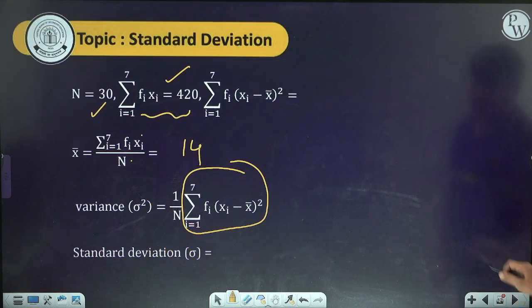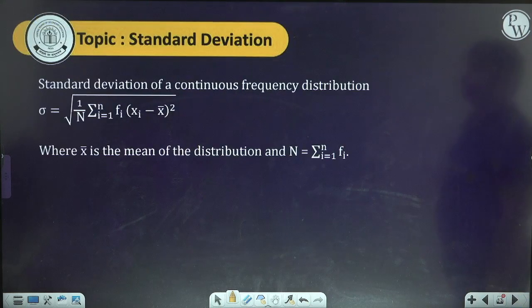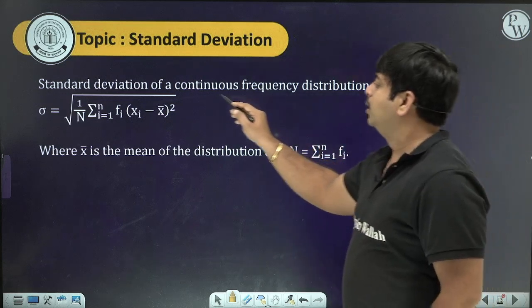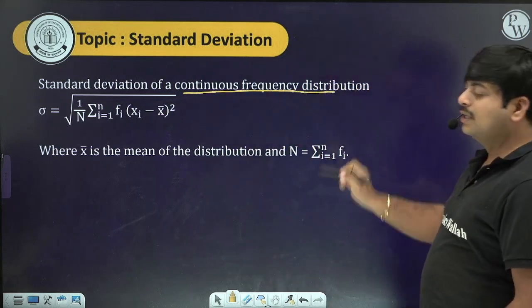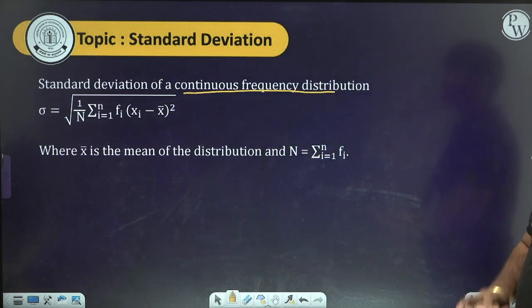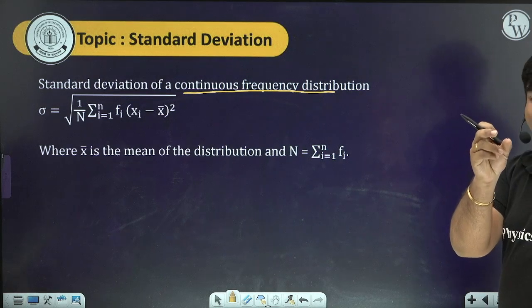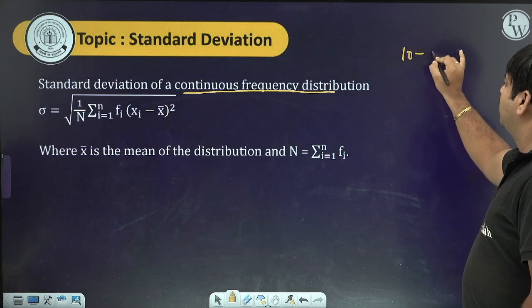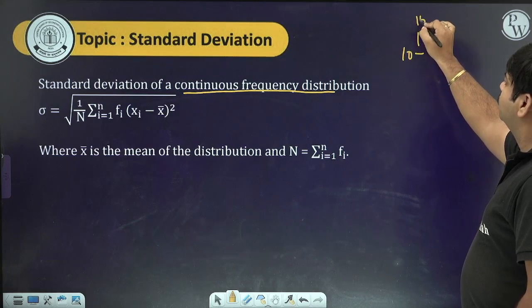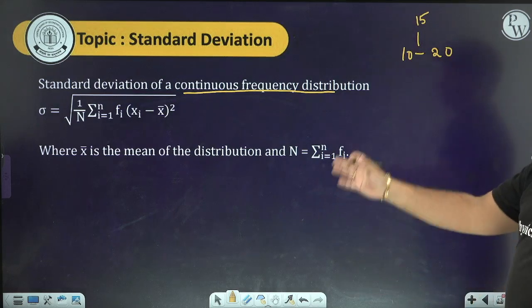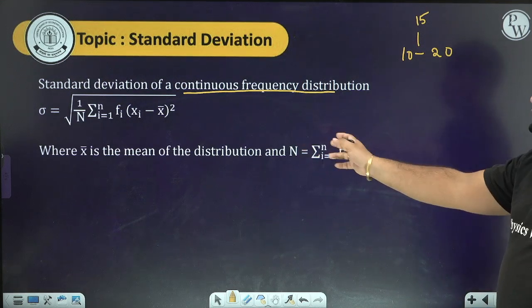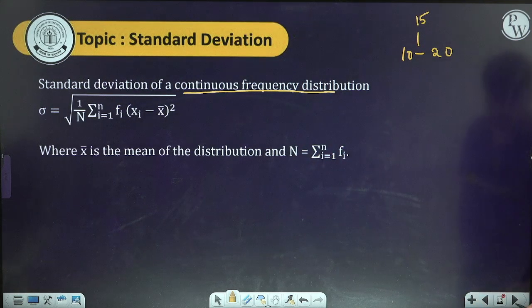Right. Next. Standard deviation of a continuous frequency distribution, where x bar is the mean of the distribution. People, now we are talking about a continuous frequency distribution. Is it something different from what we had discussed? Same. But remember that we are taking the mid values of the intervals. When we have 10 to 20, the mid value we take as 15 as xi. So x bar is the mean of the distribution and the remaining things will follow the same.